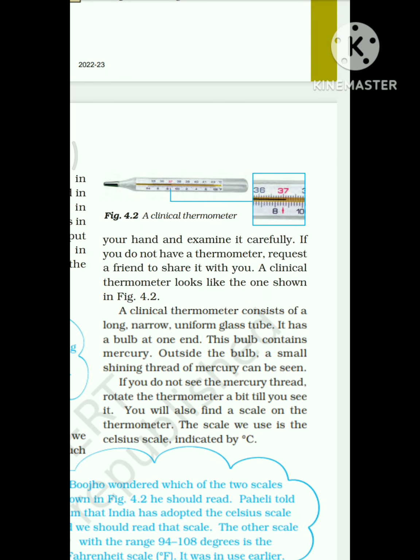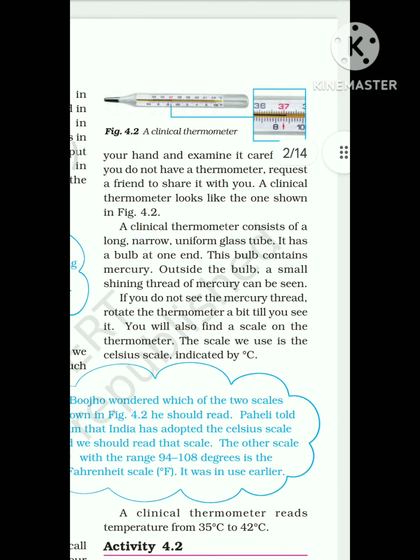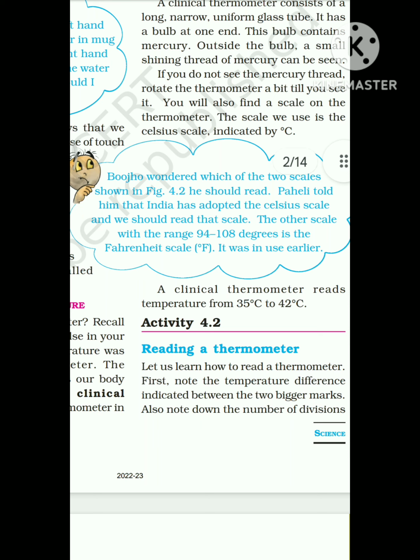A clinical thermometer consists of a long, narrow, uniform glass tube. It has a bulb at one end. This bulb contains mercury. Outside the bulb, a small shining thread of mercury can be seen. If you do not see the mercury thread, rotate the thermometer a bit till you see it. You will also find a scale on the thermometer. The scale we use is the Celsius scale indicated by degree Celsius. A clinical thermometer reads from 35 degrees Celsius to 42 degrees Celsius because the human body does not go below 35 degrees Celsius and above 42 degrees Celsius anyhow.